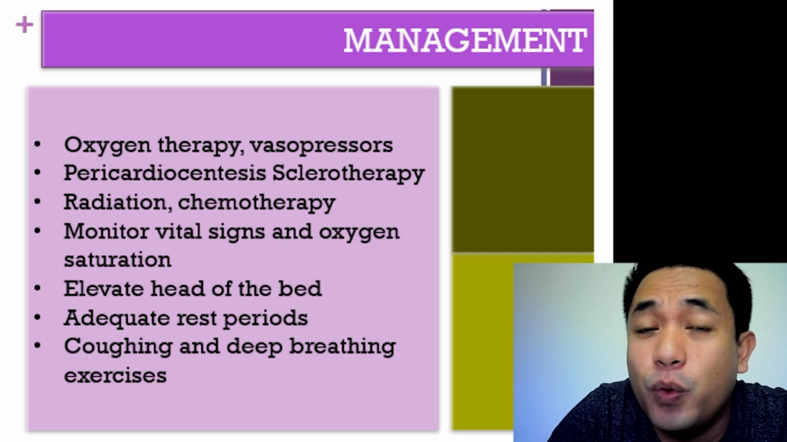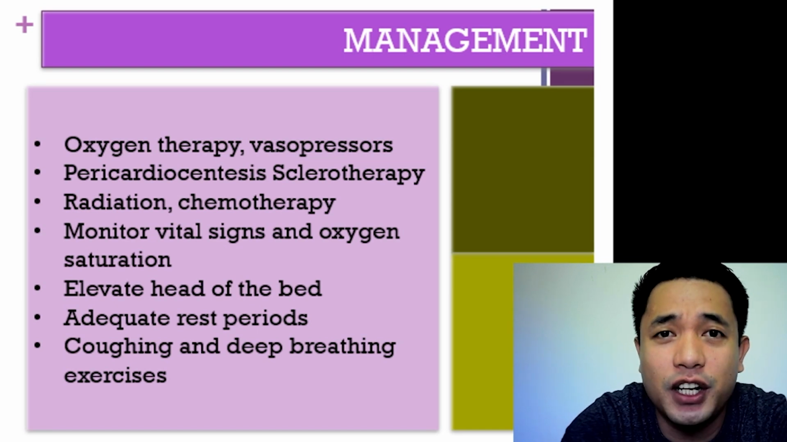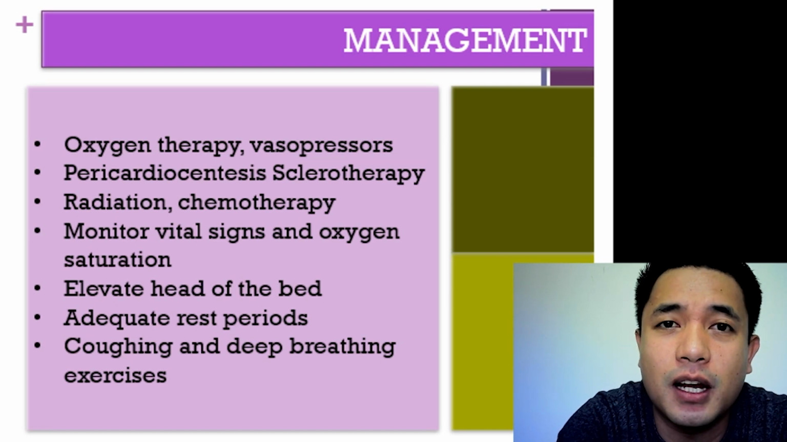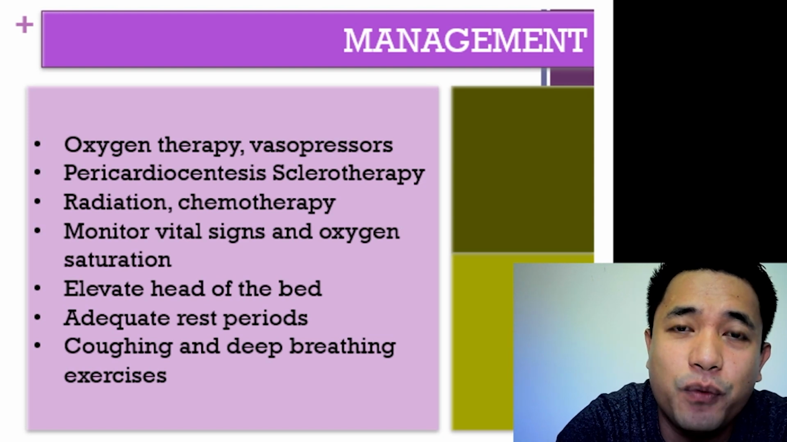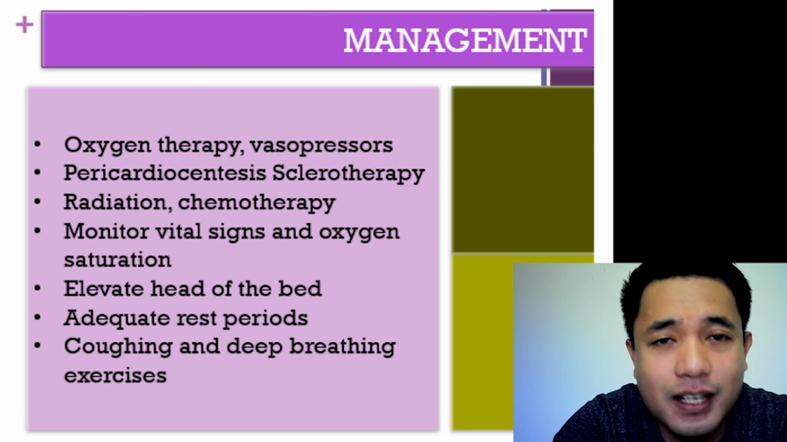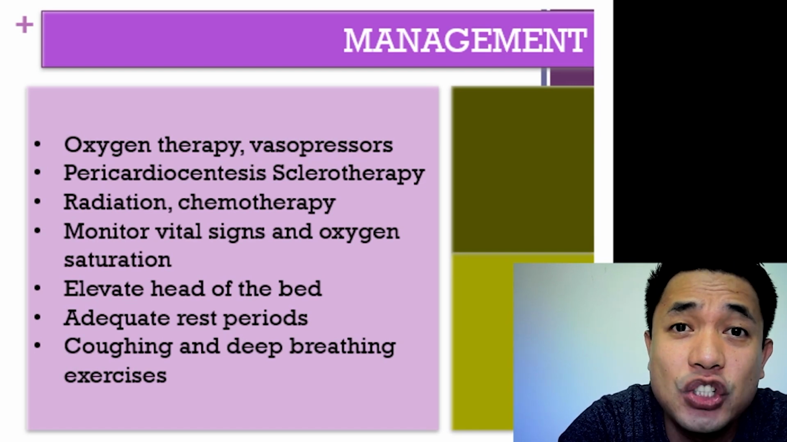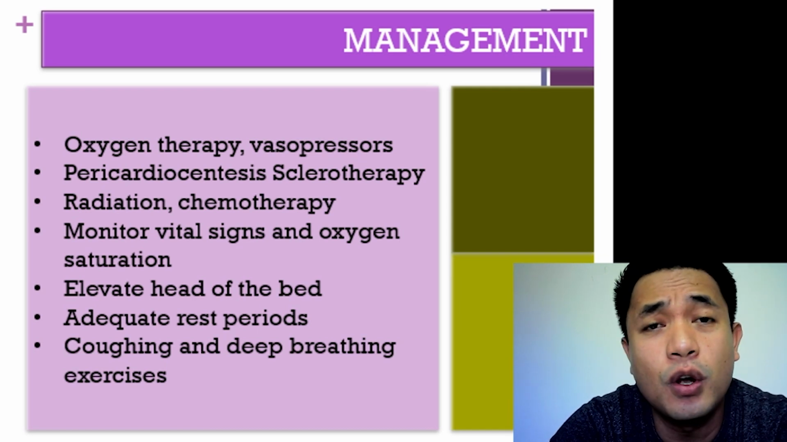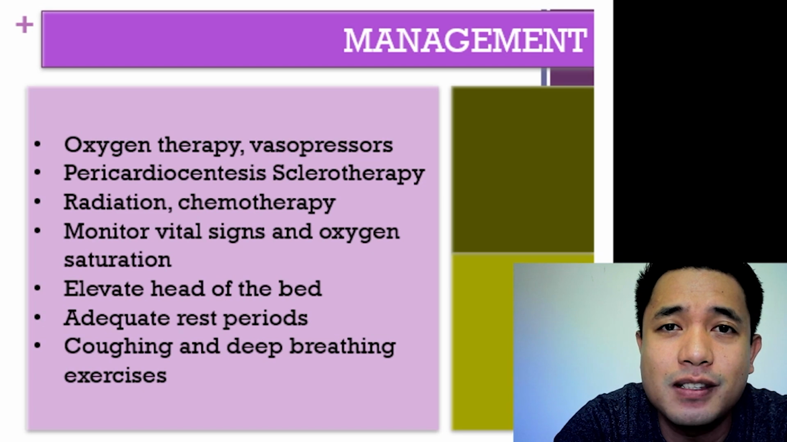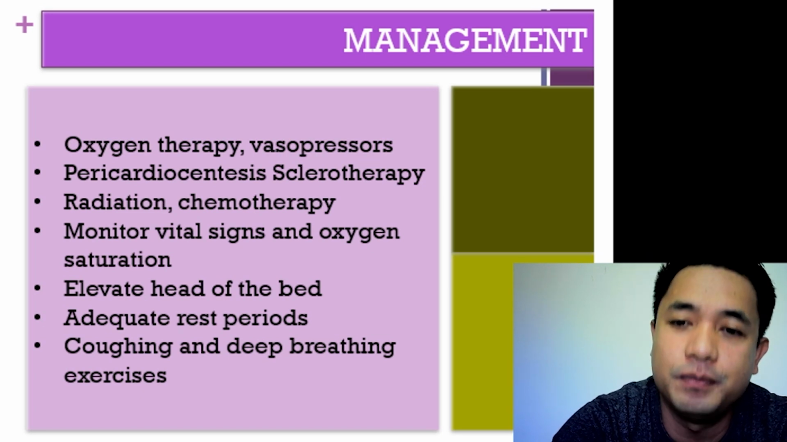Radiation and chemotherapy will be helpful in order to remove the tissues that can cause promotion of movement of water into the pericardial space, since we've known very well that cancer involving these organs adjacent to the heart can actually cause pericardial effusion, or more so this emergency condition called cardiac tamponade.